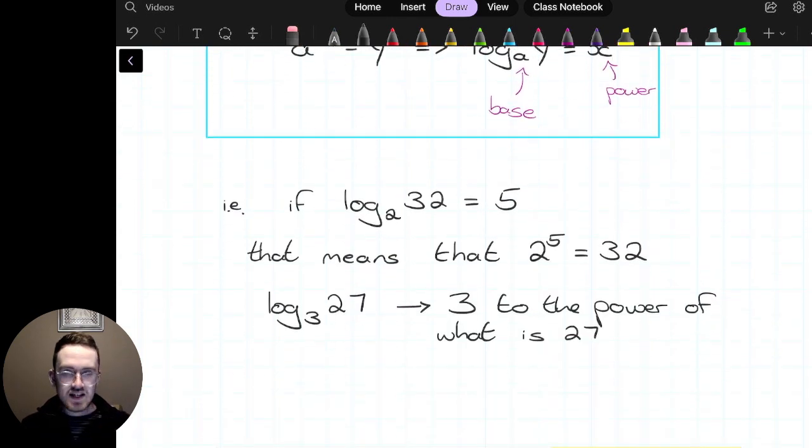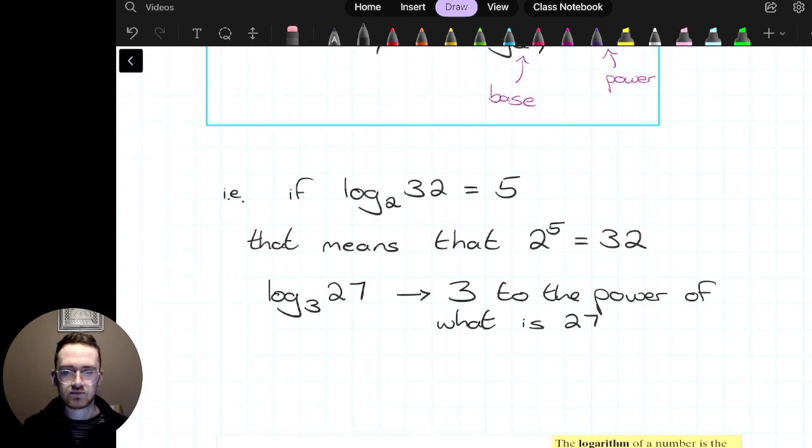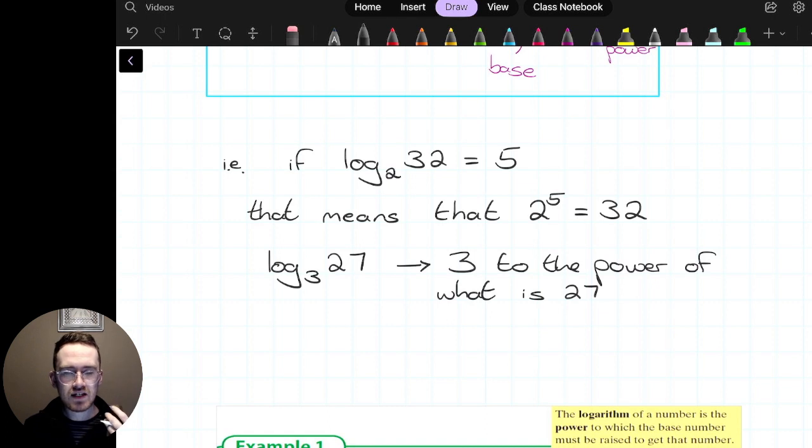So as we said here, and this is just again following on from what we had earlier, if log to the base 2 of 32 is equal to 5, what that means is that 2 to the power of 5 is equal to 32. Okay, following on, just keeping in mind what this means for us.